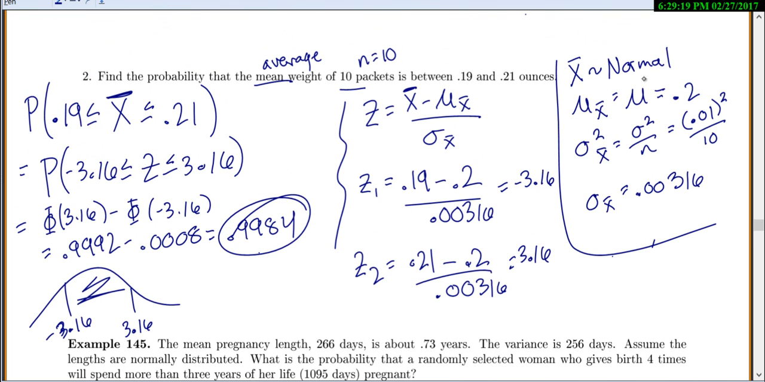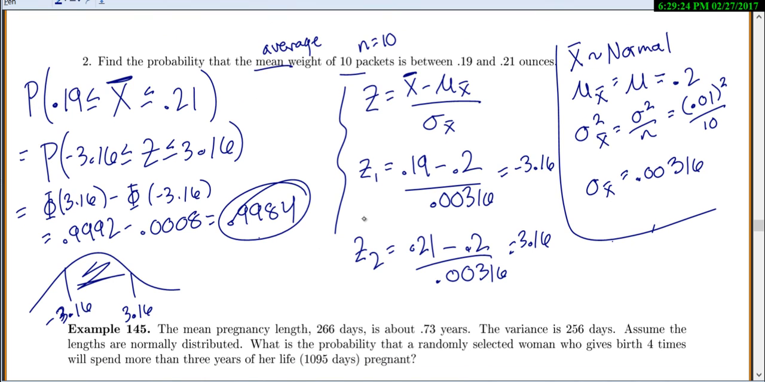So the biggest thing on these is making sure you find the mean and standard deviation right, and then it's all just kind of what we've been doing.